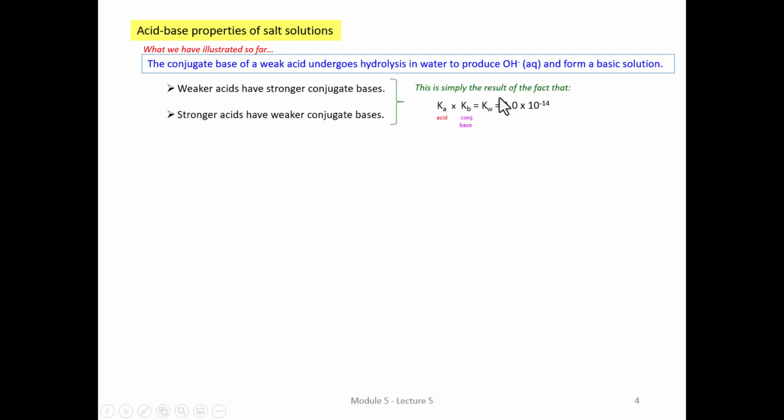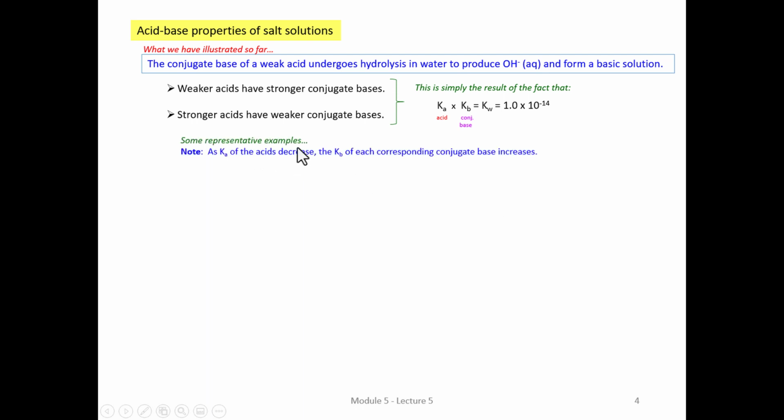And this is simply the result of the fact that the Ka of the acid times the Kb of its conjugate base has to equal Kw, this number here. So if the Ka goes up, meaning the acid gets stronger, the Kb of its conjugate base has to go down. Its conjugate base gets weaker in order for the product of these two to always equal Kw. Now we actually introduced this concept in slides number 10 to 11 of lecture 1, only we just didn't use this equation quite as explicitly.